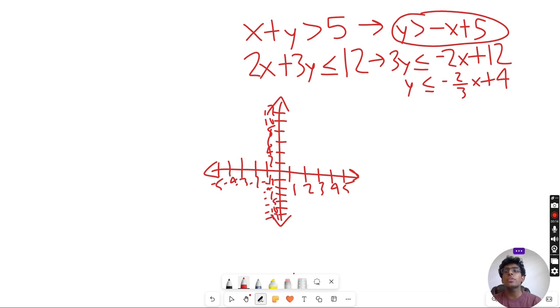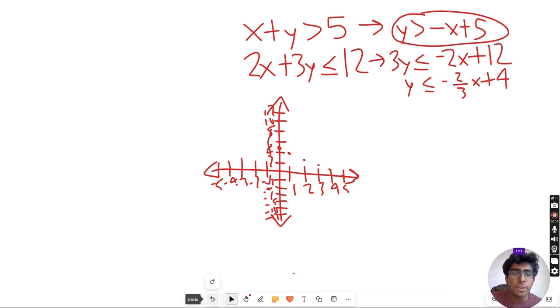All right, so for the first equation, first find the y-intercept. It's going to be in between 4 and 6, so right here. Negative x, so down 1 to the right 1, so it'd be actually here. Down 1 to the right 1, again, and again. So basically like this.